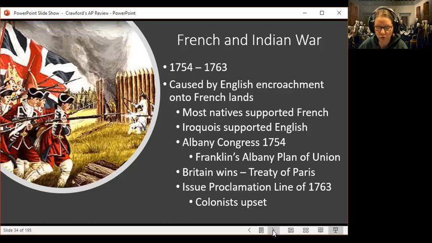The French and Indian War drastically and forever changes the relationship between the British and the colonists. So keep that in mind. That is a key event.